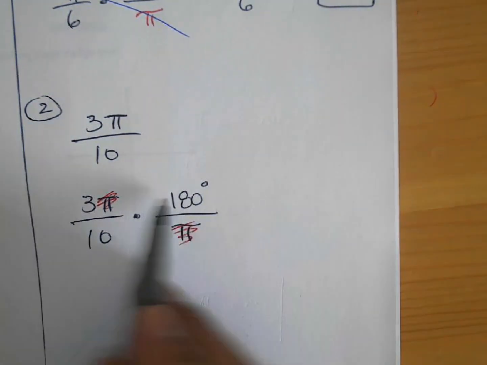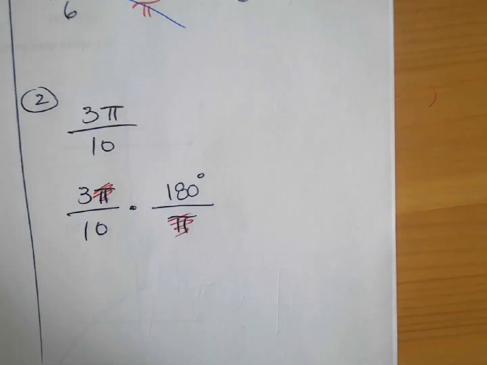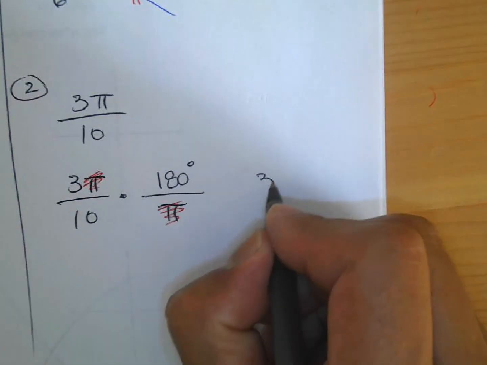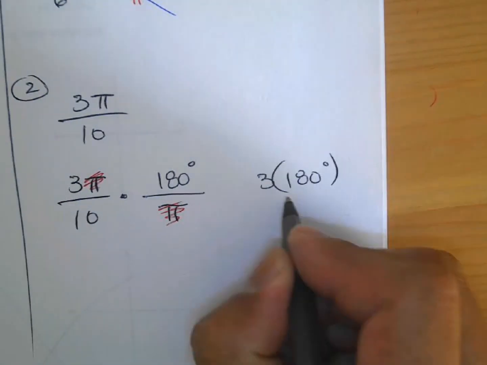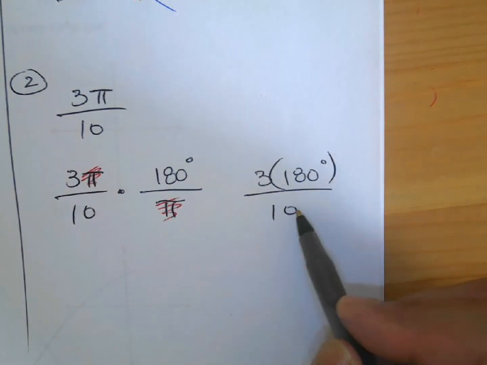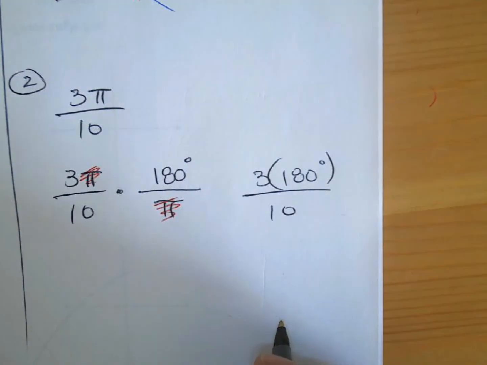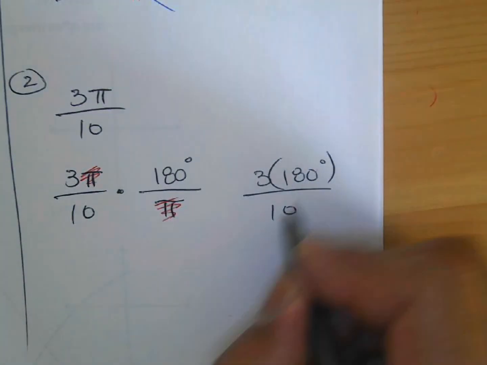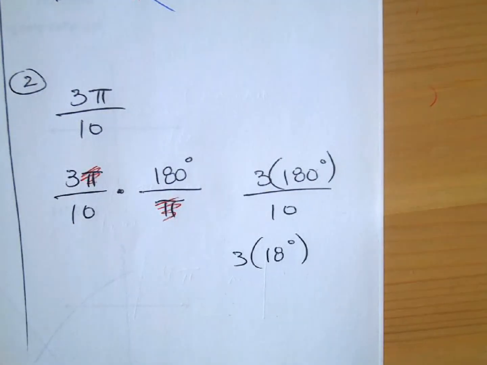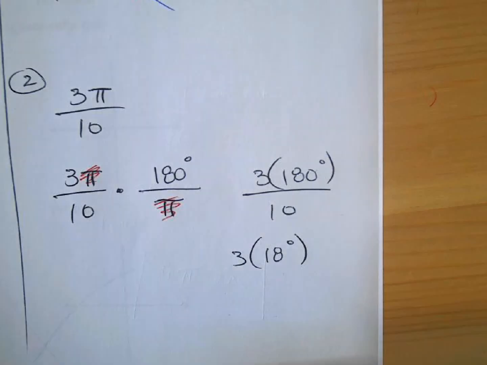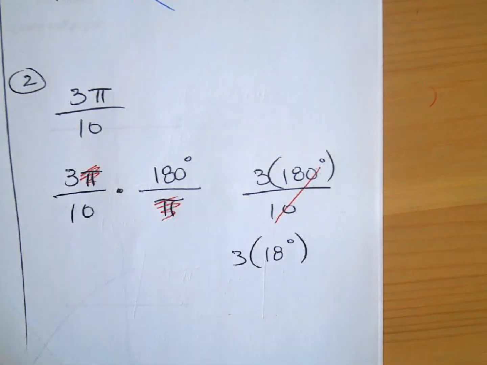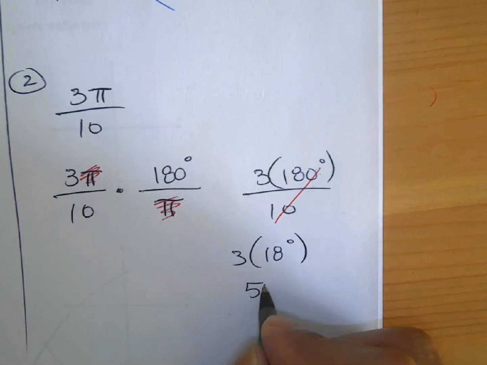And here I recommend that you don't multiply 3 times 180 and then the 10 here. Let's just keep the numbers. 3 times 180 degrees divided by 10. The 10 and the 180 can reduce. So you're left with what? The zeros cancel out, and you're left with 3 times 18 degrees, because 180 divided by 10 is 18 degrees. So this one would be 54 degrees.